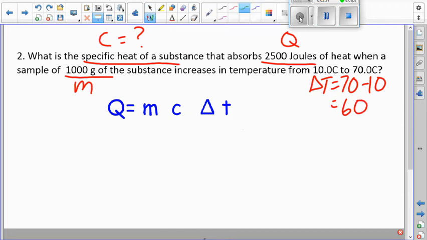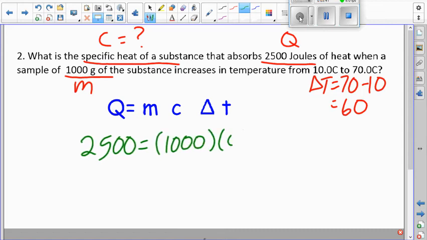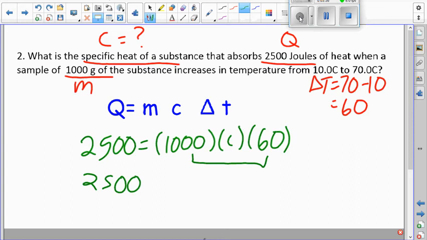Our Q is 2,500. Our M is 1,000. Our C, we don't know. And our delta T is 60. Now to simplify things, I'm going to combine my 1,000 here and my 60 right there. So rewriting this, 2,500 equals 60,000 times our C, which we still don't know.